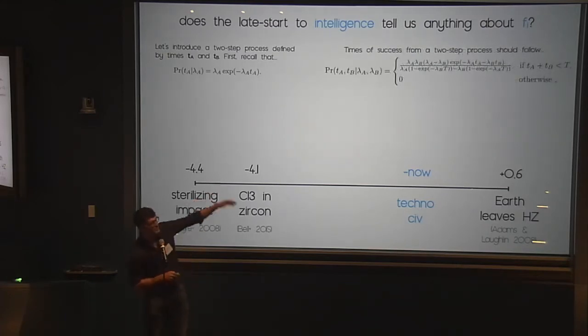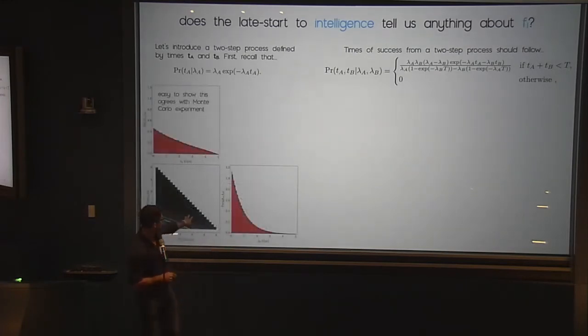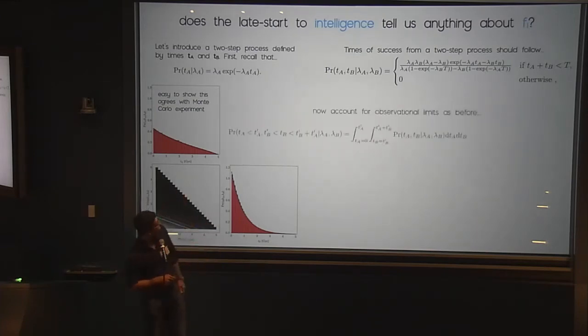You just say I've got two processes, TA and TB, time of arrival for abiogenesis, time of arrival for intelligence, and they have to satisfy this criterion that both of those events have to happen within a time capital T. You can also demonstrate that this analytic equation is what you get from a Monte Carlo experiment. Just simulate it on your computer, have two processes with a certain rate, measure the distribution of these, and you get a good agreement to this.